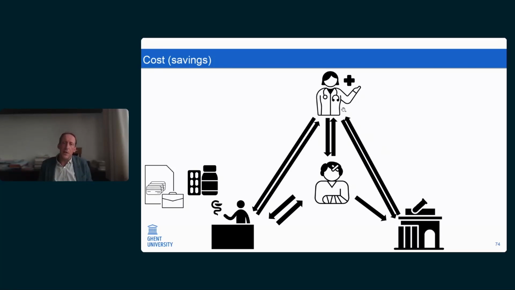The clinical lab reports to the physician, shown here on the top of the slides, and the physician can then be in contact with the patient and say to the patient, there's no need that you come for an appointment, because I can see from your blood values that everything's under control.